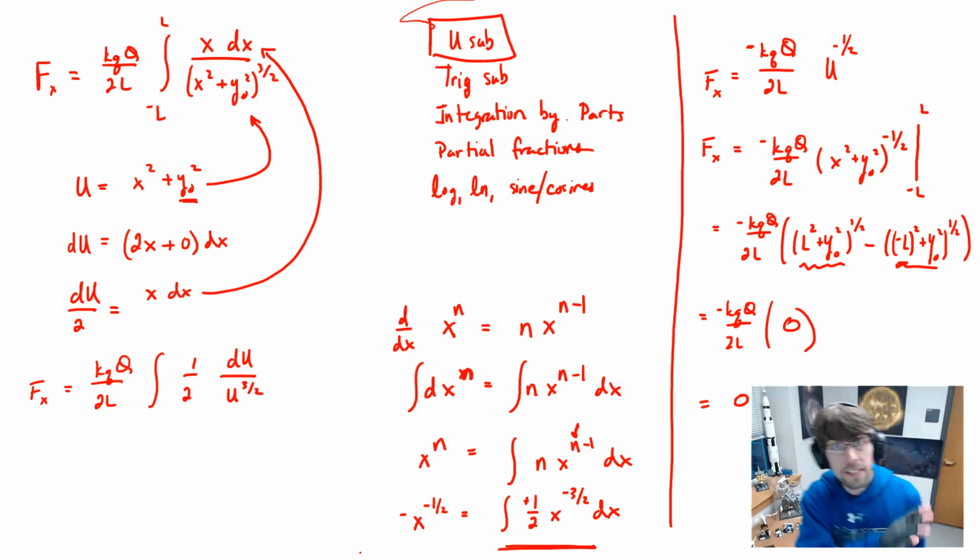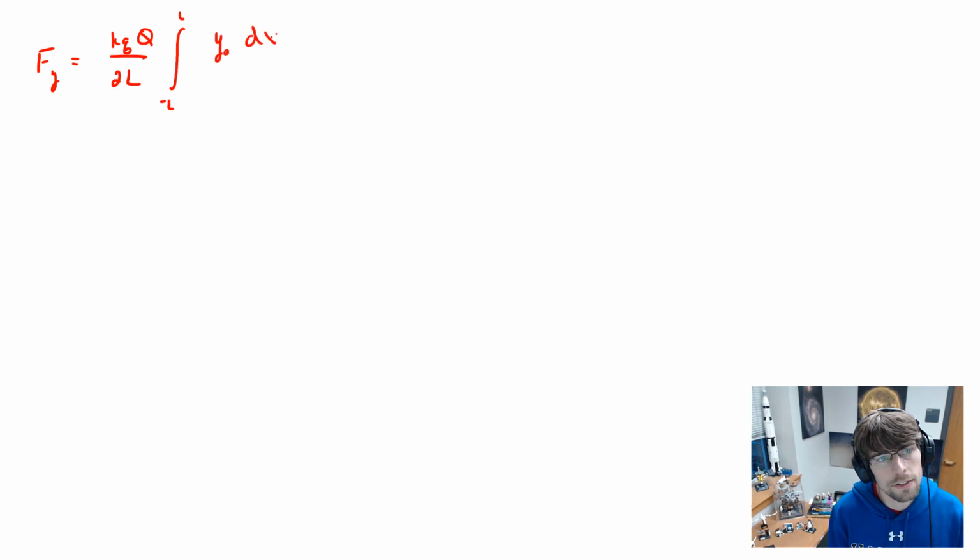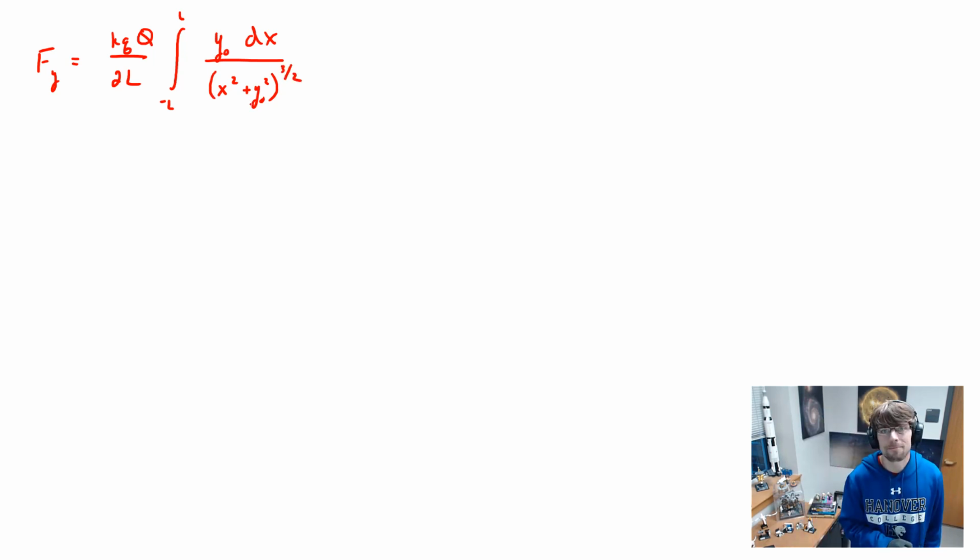Okay, so that takes care of the first integration. Let's tackle the second one. Okay. So we had f of y equals kQq over 2L, but now we had the integration from x equals negative L to L, y naught dx over x squared plus y naught squared to the 3/2. Okay. Go ahead, chew on that one for a second. And right away, I should note, right away you know that the u substitution is not going to work.